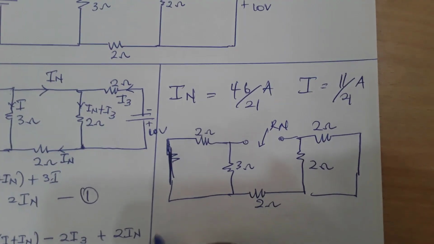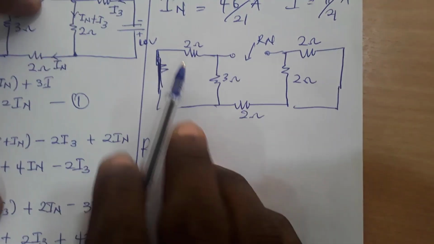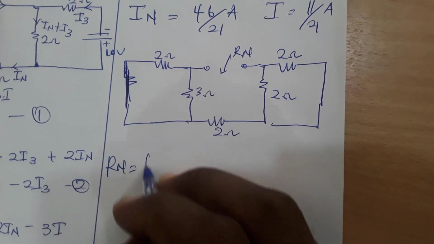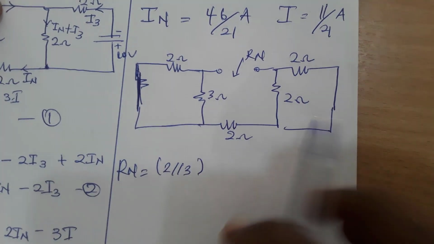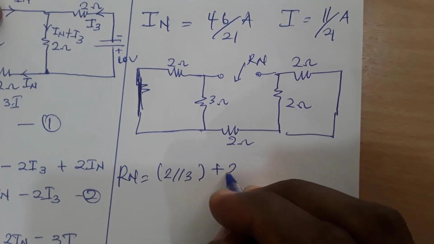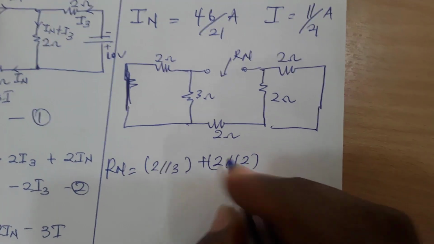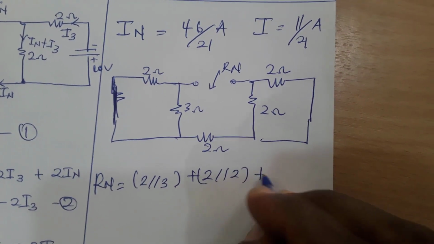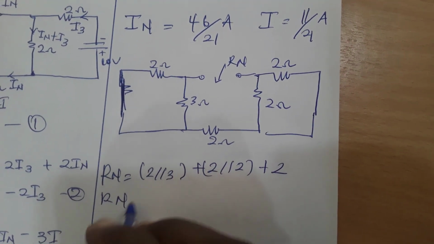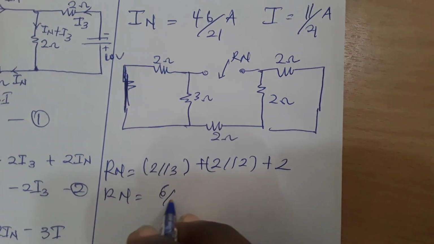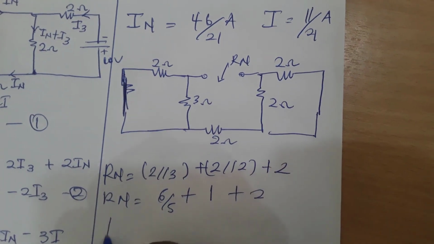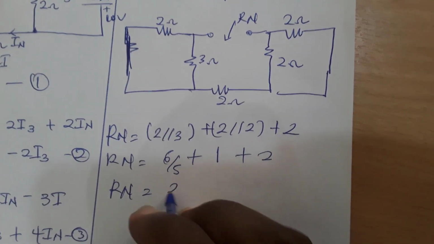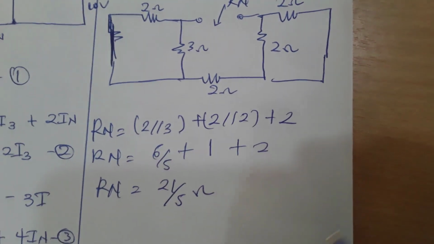So from here I can see that 2 and 3 are in parallel. This 2 and 2 are also in parallel, and they are all in series with this 2. So this will give us 6 on 5. This will give us 1 plus 2. So our Rn should be equal to 21 on 5 ohms.